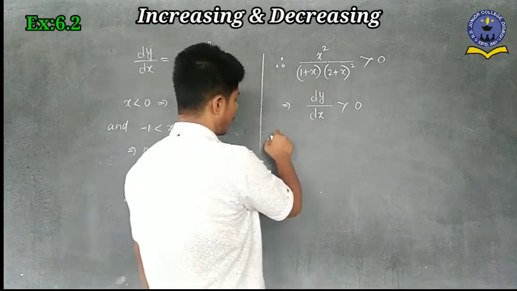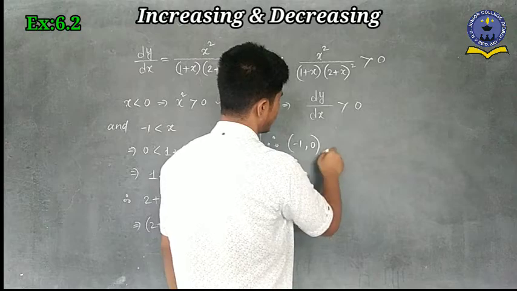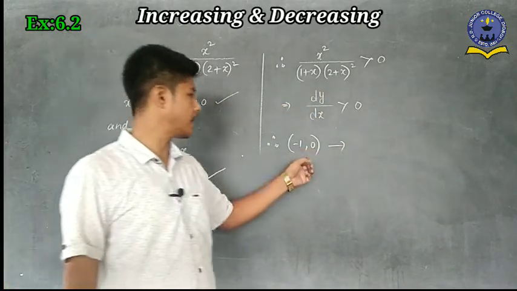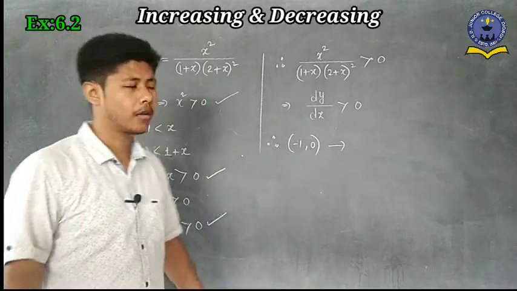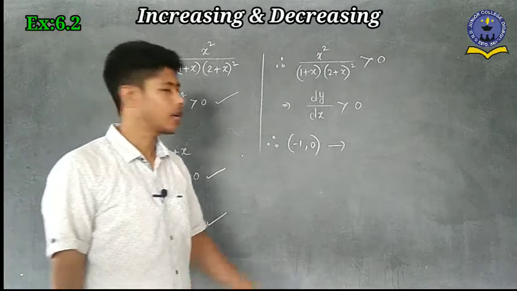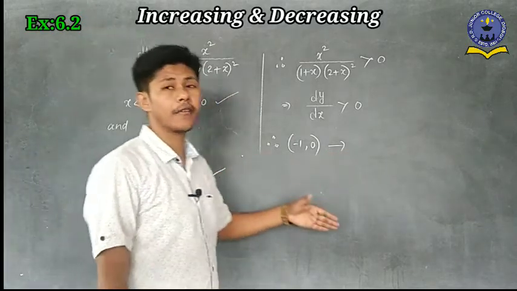So therefore we can write down the conclusion here: minus 1 to 0. The function y, at the interval minus 1 to 0, is strictly increasing. Is it clear? So this is the first proof, the first part. And another interval is given.